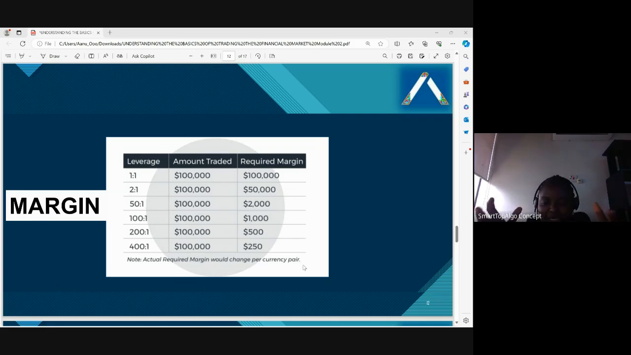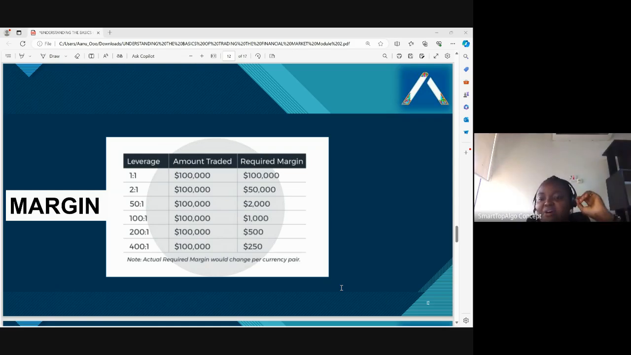So leverage, basically, as I said, is a certain percentage of your account balance in the margin that will be set aside as the initial margin requirement for every new position you place.